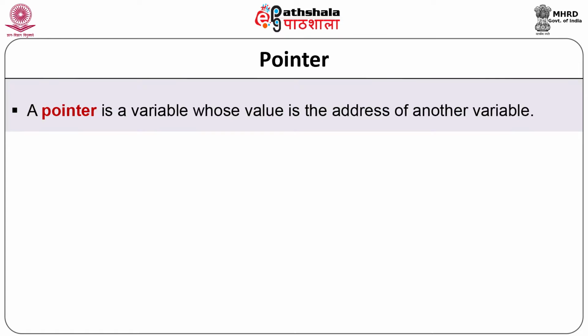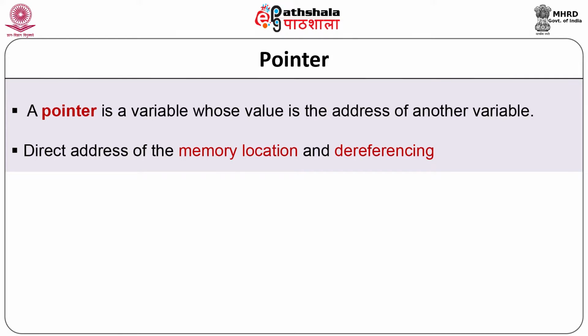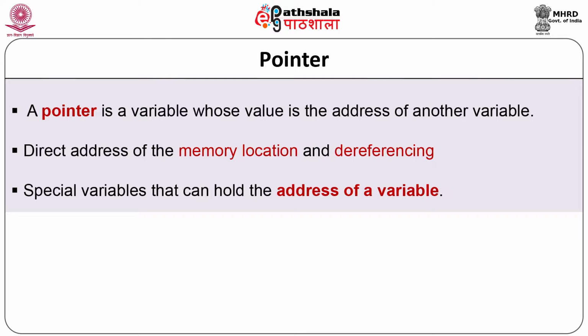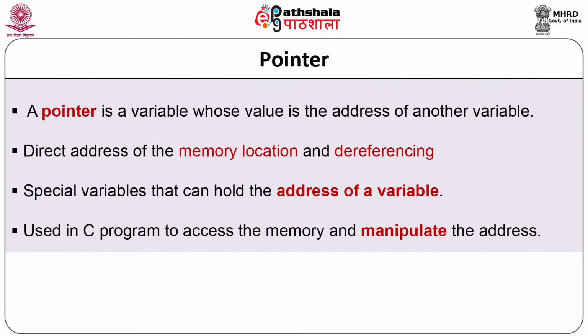Pointer. Pointer is a variable whose value is the address of another variable, that is direct address of memory location. Like any variable or constant, you must declare a pointer to store any variable address. Pointers are special variables that can hold address of a variable. Pointers are used in C program to access memory and manipulate the address.